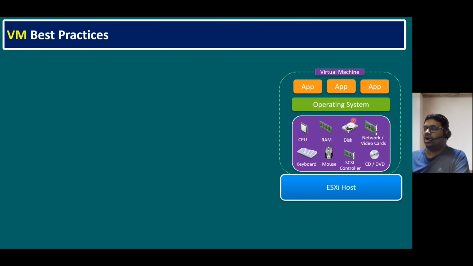On top of your virtual hardware, we can install the operating system: Windows, Linux, Solaris, or any other operating system. On top of the operating system, you can run multiple applications. In real time, we mostly install project-related applications like a database application or SAP-related applications. This is the default virtual machine architecture.